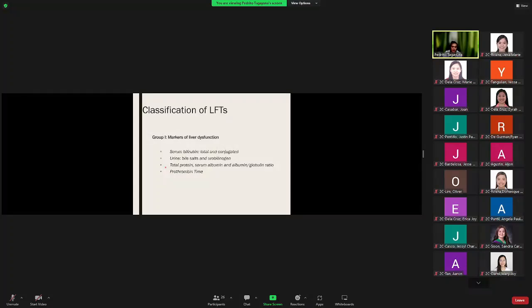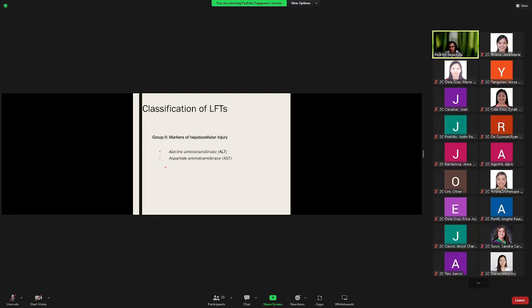These are further grouped into markers of liver dysfunction, such as bilirubin, the bile salts and urobilinogen in the urine, and total protein. This is, as mentioned earlier, the synthesis of proteins in the liver, and the prothrombin time.